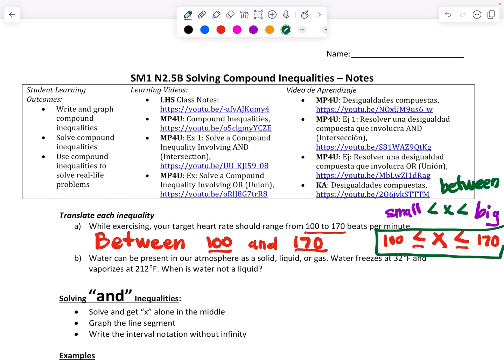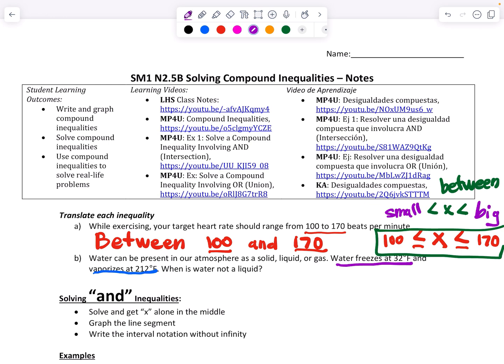The next example says water can be present in our atmosphere as a solid, liquid, or gas. Water freezes at 32 degrees and vaporizes at 212 degrees. Now the question is asking, when is water not a liquid? So it's a liquid when it's not frozen or vaporized. If it's frozen, it's a solid. So it's not a liquid when it's frozen, and that happens at 32 degrees.